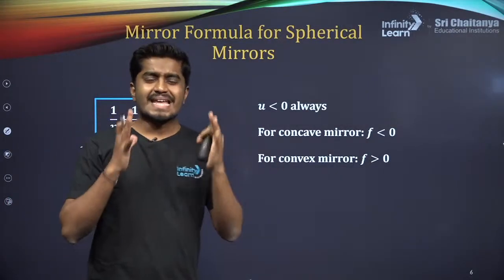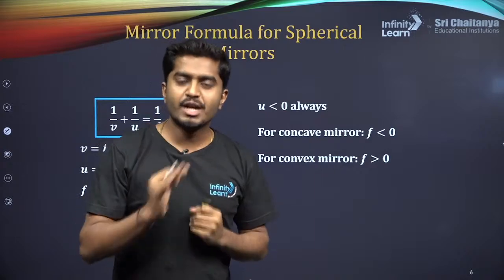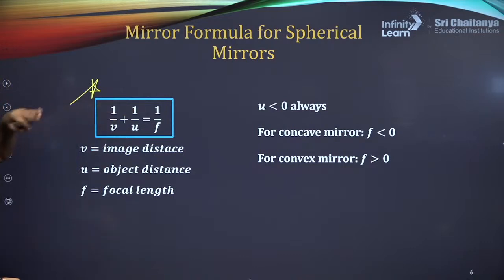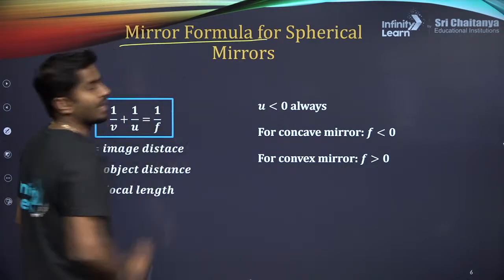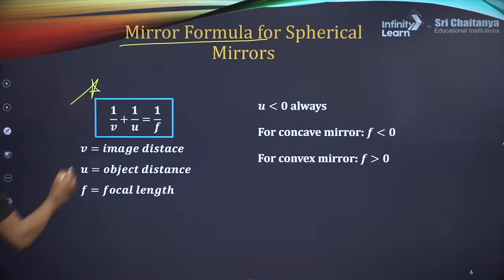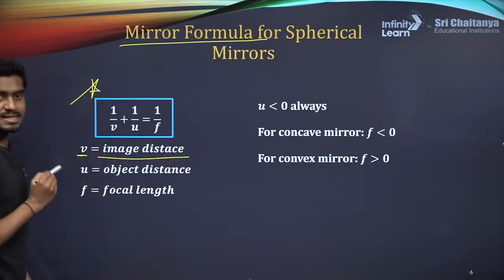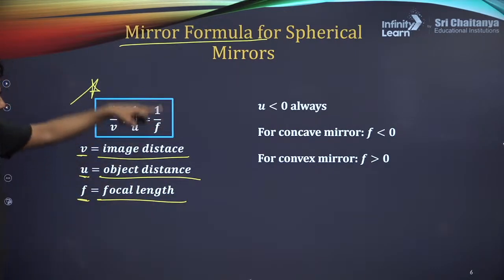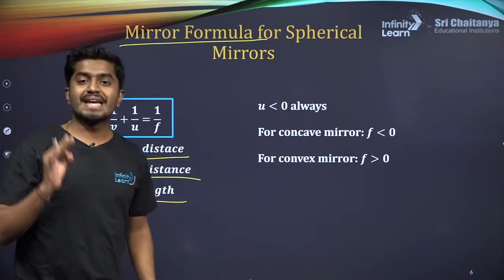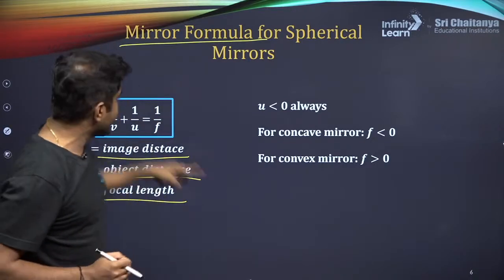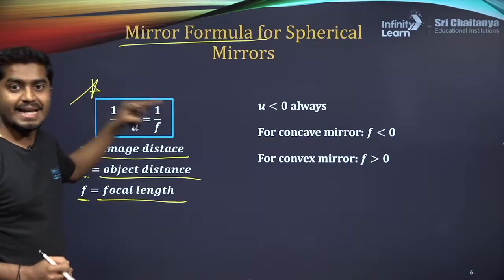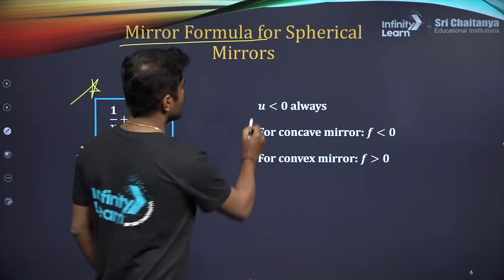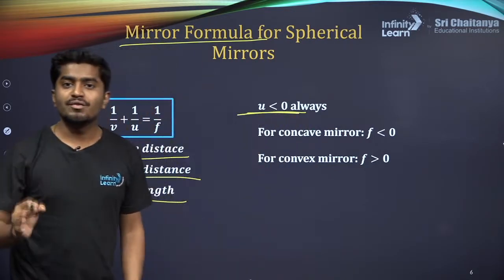Now, why are these sign conventions so important? Because we can use this formula. So what is this formula? This is called the mirror formula: 1 by v. What is v? V is the image distance, u is the object distance, f is the focal length. If you want to use this formula, your sign convention has to be correct. Then only you can use this formula. And in this case, because we keep the object always on the left, u is always negative, right?